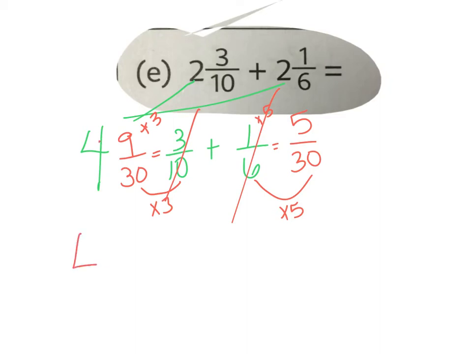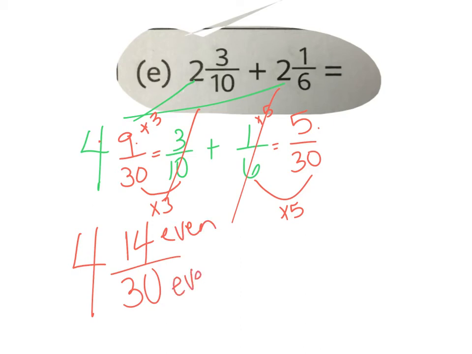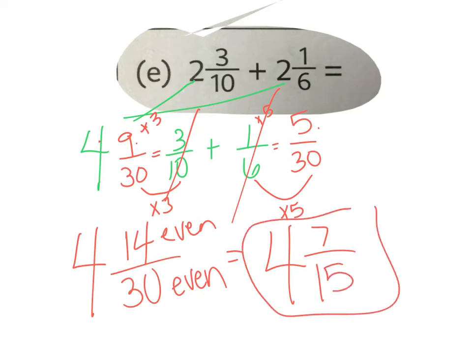So let's put the whole number down here. 9 plus 5 is 14/30. Now I know they're both even numbers, so I know that 2 can go into them evenly, so reduce it down to 4. 2 goes into 14 7 times, 2 goes into 30 15 times. Now that is your final answer, 4 and 7/15.